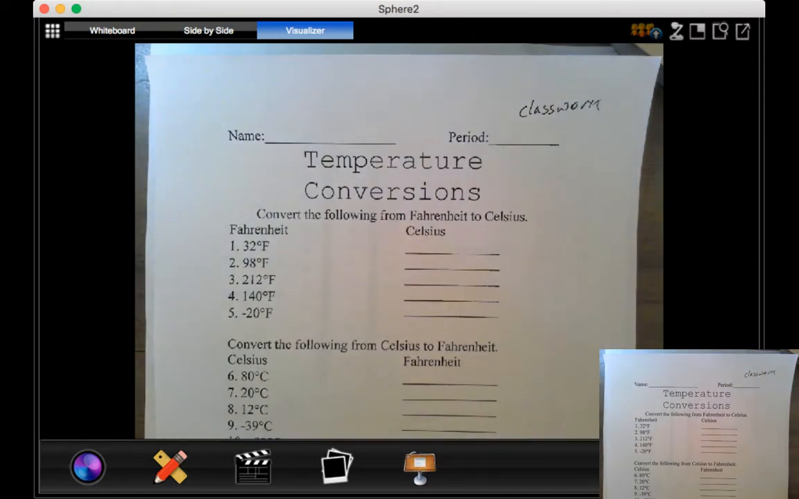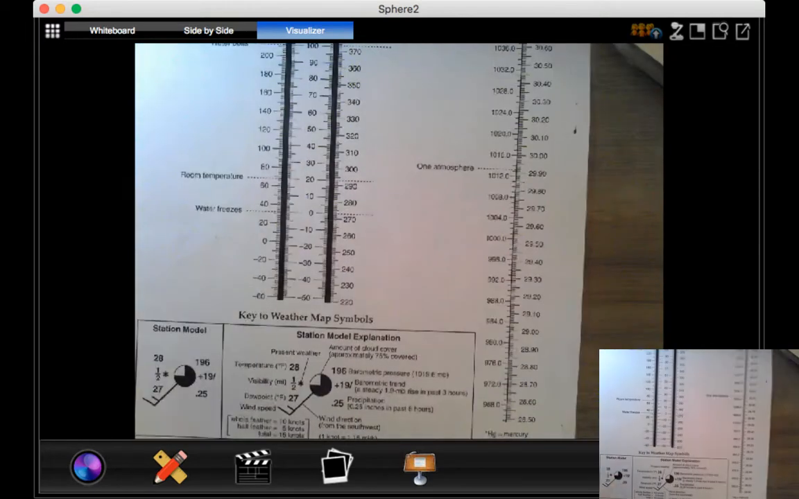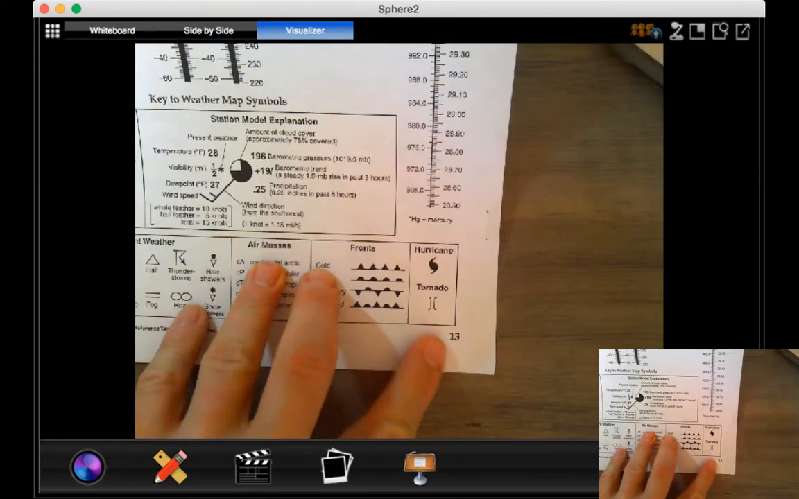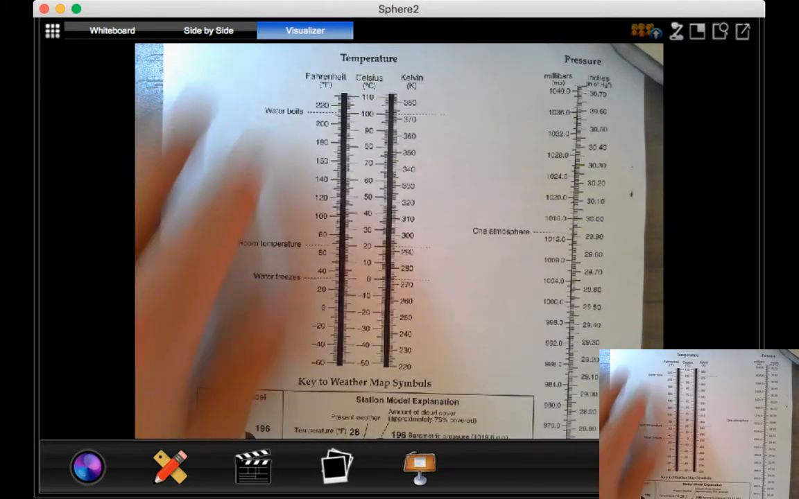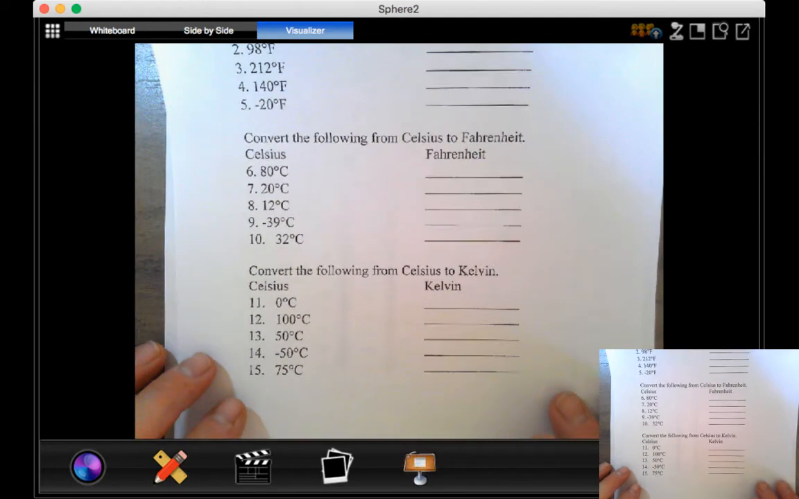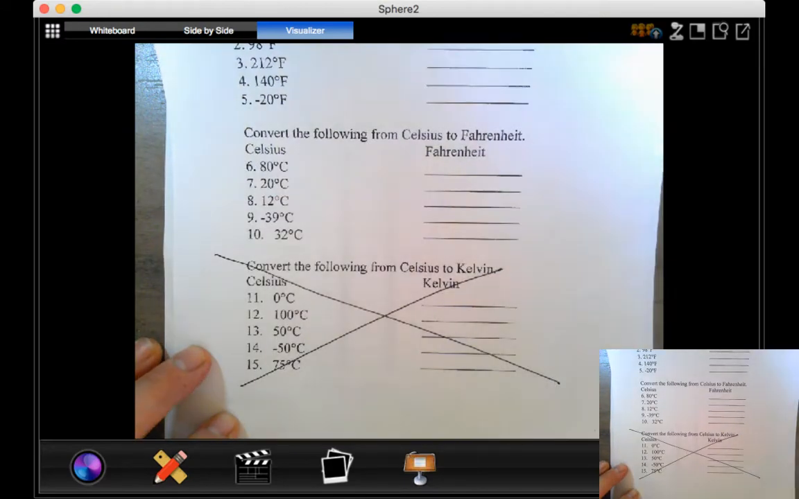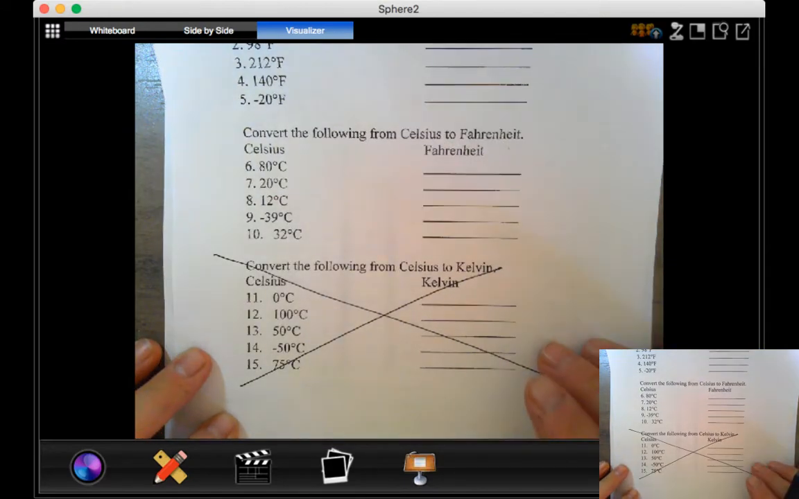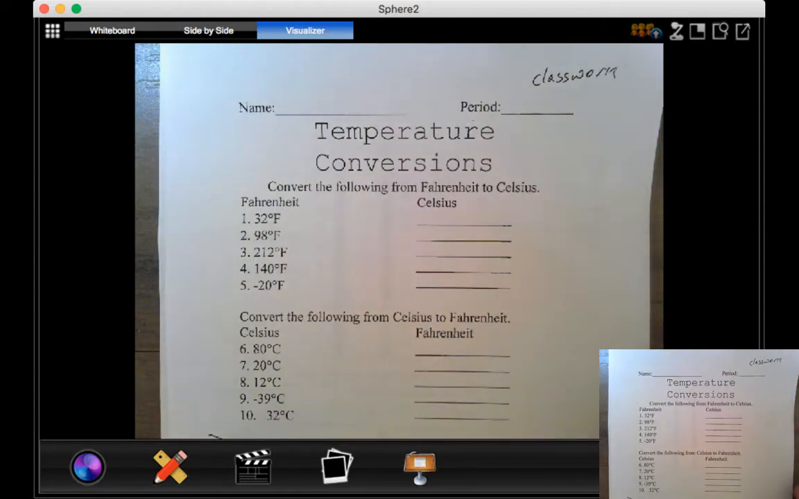Like almost everything in Earth Science, you're going to need a reference table, and specifically the page 13 temperature chart right here. As you see, it's Fahrenheit, Celsius, and Kelvin. Before we get started, I just want to show you the bottom, Kelvin. That is something we do not have to worry about. So do not do the Kelvin portion, but we do have to understand the conversion between Celsius and Fahrenheit.